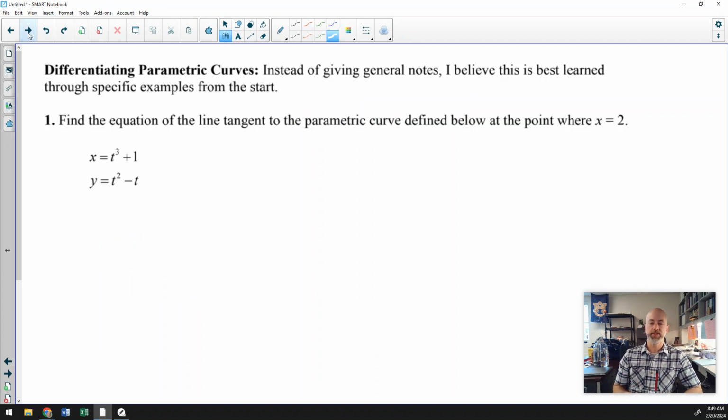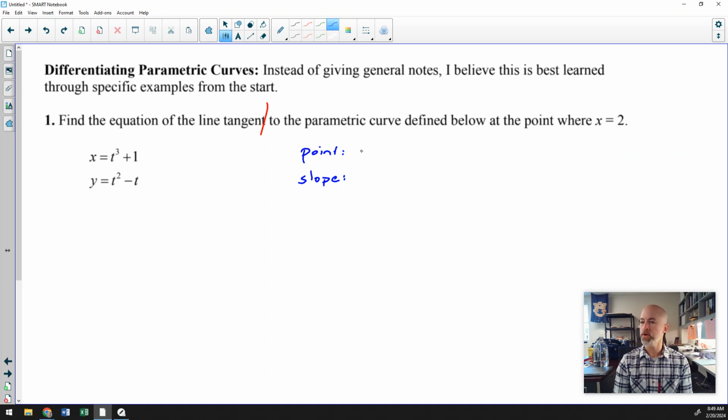I think it's best if we just did some examples, starting with the classic calculus question of find the equation of the line tangent. I'm going to stop right there for a second, because anytime you see that question, you should immediately be thinking that we need a point and a slope. Every single time you write the equation of a line, you will need those two pieces of information. So we continue reading to the parametric curve. Ooh, that's different. It's no longer rectangular in the traditional sense.